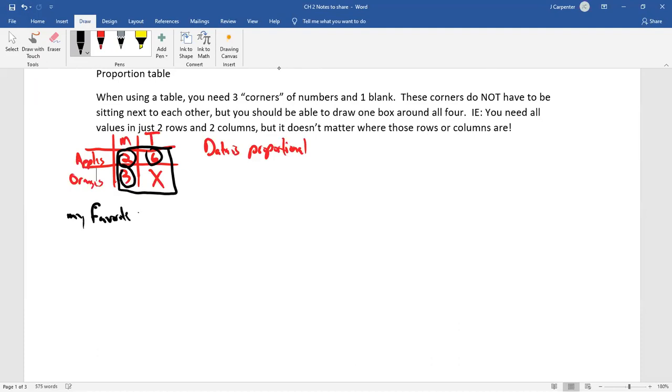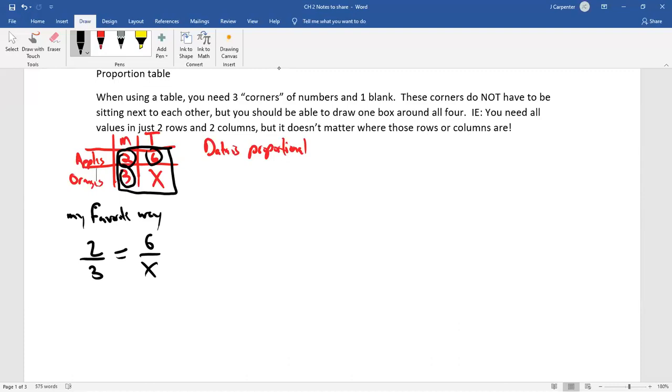My favorite way, I just write this out as I see it. 2 over 3 equals 6 over x. The top left over the bottom left equals the top right over the bottom right. That is the most obvious way to draw up a proportion because it's staring you in the face. You don't have to transpose numbers and you can get the answer.